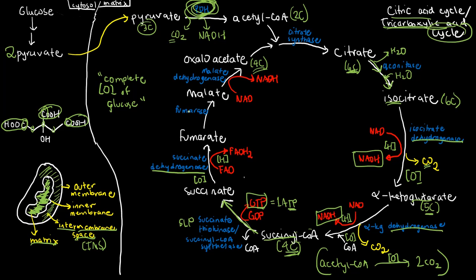Fumarate is converted by fumarase into malate. It's not really that remarkable compared to the other steps. And then malate is finally converted to oxaloacetate by malate dehydrogenase, closing the cycle, and we go back to oxaloacetate. And since we have once again another dehydrogenase, there must be an accompanying production of NADH by reduction. So this is another one.